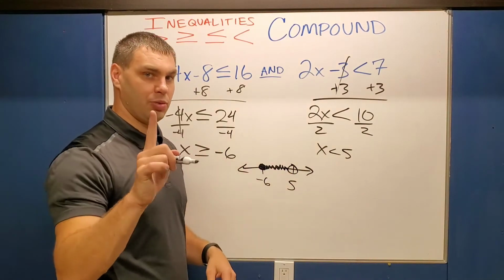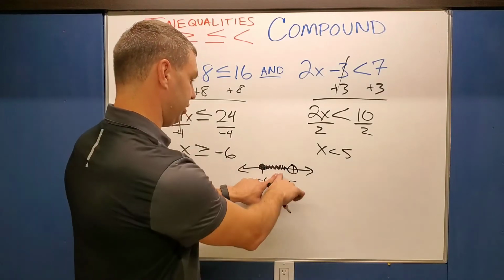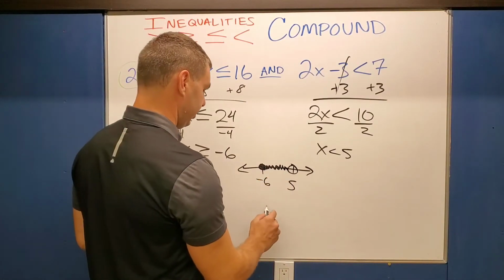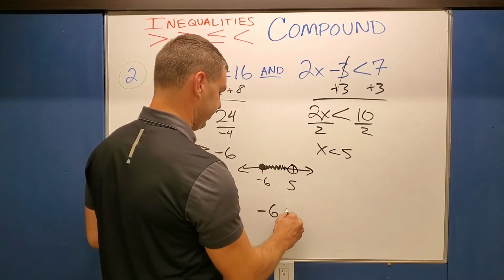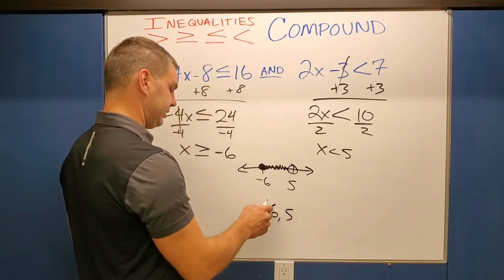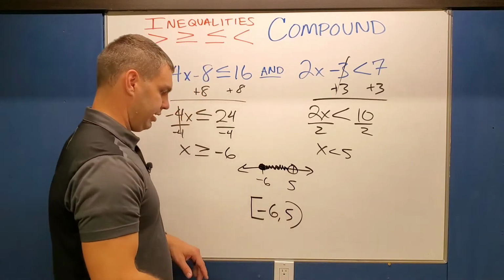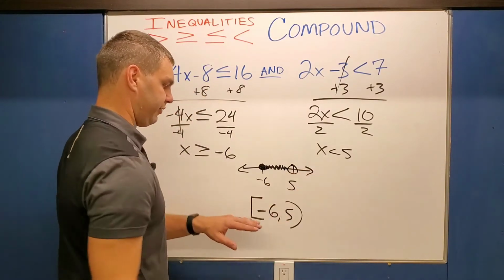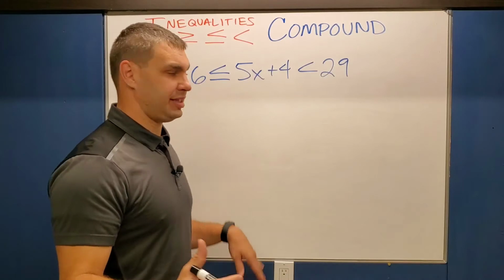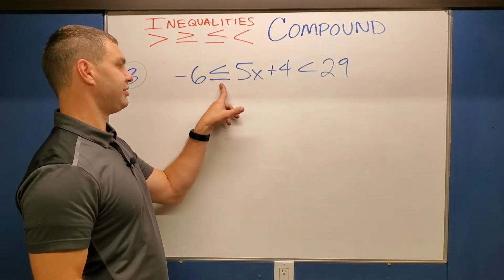Which means there's only going to be one piece of the interval notation, so there's only one piece of the graph. This interval notation is going to go from -6 to 5, and at -6 it's going to have a bracket, and at 5 it's going to have parentheses. It looks like this, our solution graph and our interval notation.